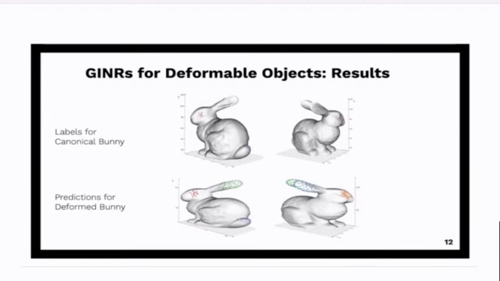Here we show an example of the training data for the canonical bunny mesh with labeled points colored by their class. On the bottom, we show an example deformation of the bunny with predicted classes. Notably, we found our model struggled with false positives, but was able to correctly classify all of the labeled points. We also observed that once our model performed well on the training example, it achieved identical results on the deformed example, since their mesh structure was the same, which demonstrates the utility of GINR's inherent invariance to coordinate changes.